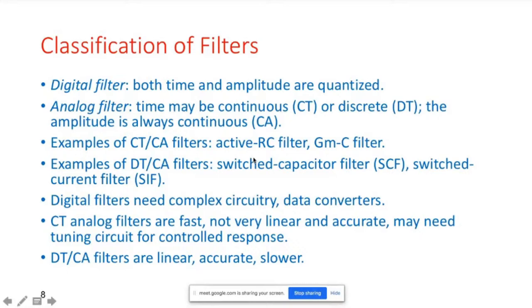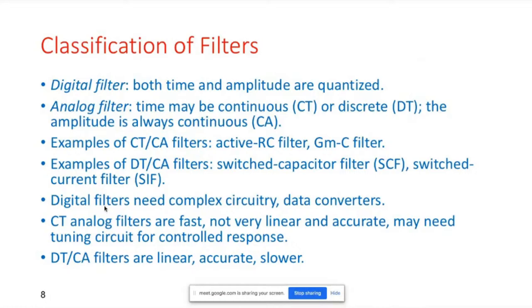Now, when you come to classification of filters, in this, we are mainly targeting the filter. So you have digital filters where both time and amplitude are quantized, and analog filters, where time may be continuous or discrete, and the amplitude is always continuous. Examples of continuous time and continuous amplitude are active RC filters or GMC filters. So basically this uses some active elements along with the passive components, that is R and C. GM is also an active element which will be used to get the op amp equivalent characteristics. Then you have discrete time and continuous amplitude filters, switch capacitor filters, switch current filters. These are the other types of filters which are used for different frequency ranges.